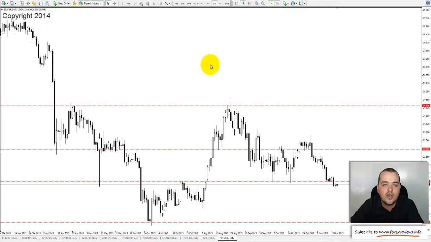In part 2, we'll be going over looking for the engulfing candle at these points on the chart.